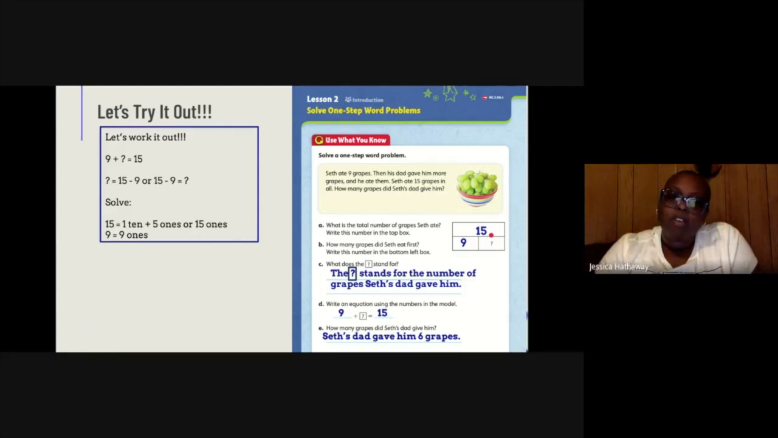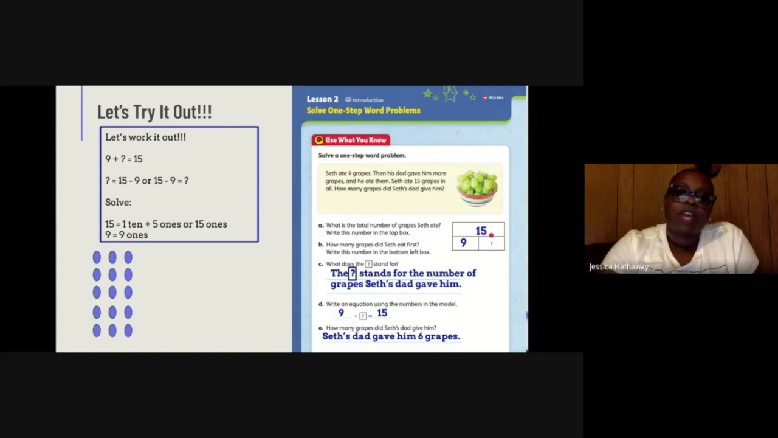Now we can solve. I like to break out my 10s and 1s just to make it a little bit easier to solve. So we have 15. We know 15 equals 1 ten and 5 ones, or we could say 15 ones. And we know 9 is the same as 9 ones. So if I have 9 grapes here, let's go ahead and mark this off. I can count by 3s because I have a row of 3 in each row. So I can say 3, 6, and 9 because he ate 9 grapes. So how many grapes are left? 6 grapes.